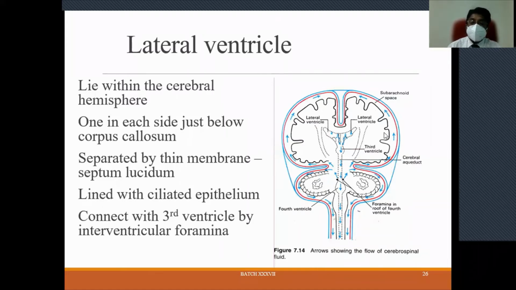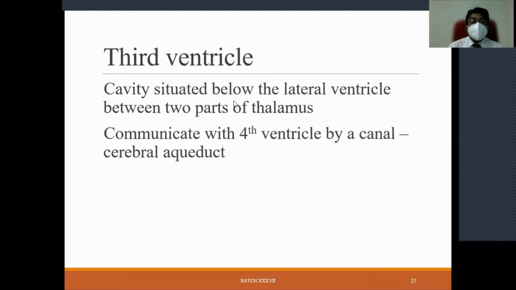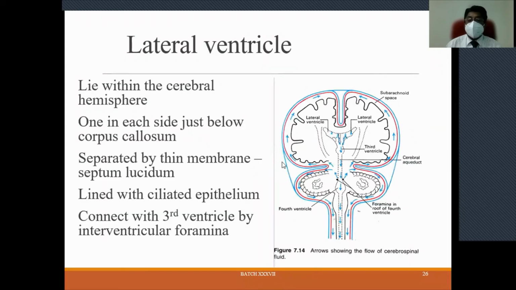Then they connect to the third ventricle. These two lateral ventricles connect to the third ventricle by the interventricular foramina, right? By an opening called the interventricular foramina. Then about the third ventricle, it is a cavity situated below the lateral ventricles between the two parts of the thalamus, and it communicates with the fourth ventricle by a canal called the cerebral aqueduct. So here is the third ventricle.